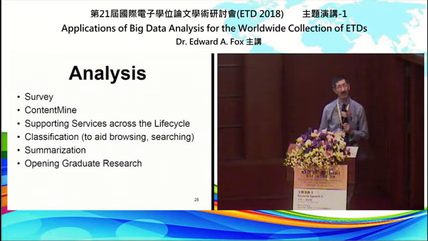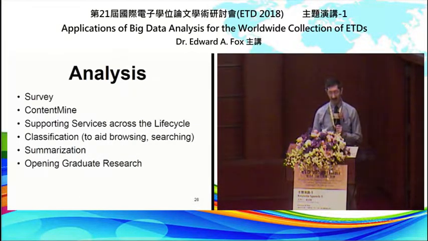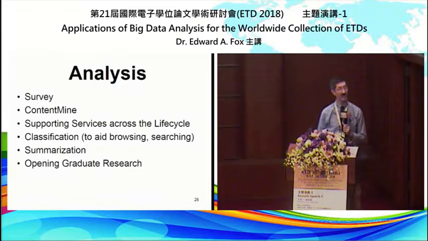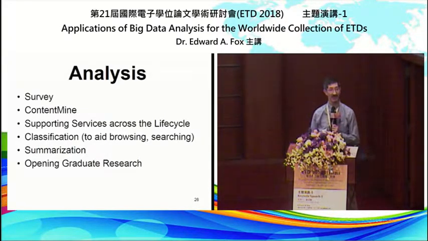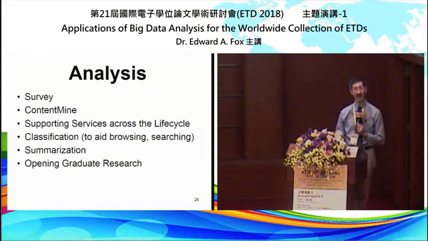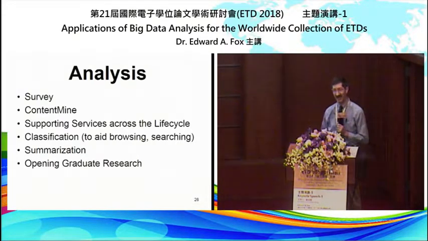So the first point here is that we did a survey of people to see if it would be good to take theses and dissertations and do big data work with them. And we asked all kinds of experts about this, and it turned out that there was very strong support for doing this. So that's exciting that the people who are expert in all the text analysis and linguistics and so on were interested in this.